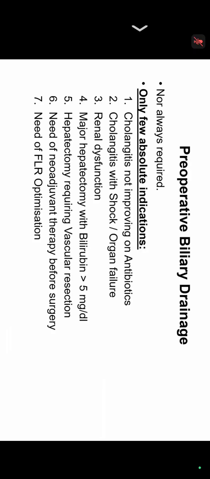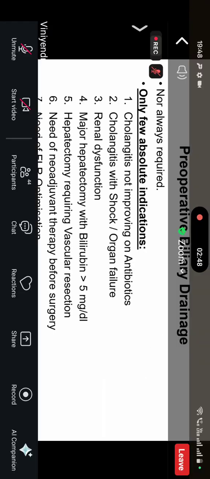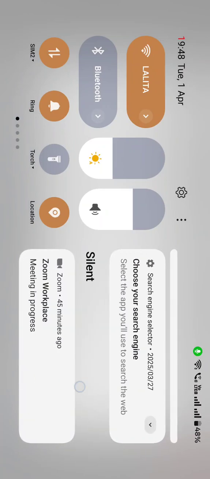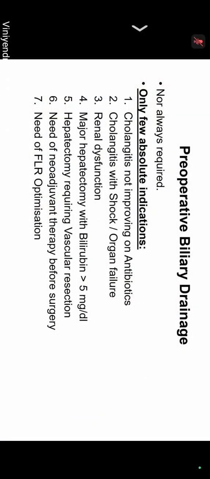Then if cholangitis is not improving with antibiotics, the patient has cholangitis with organ failure, then obviously you need to drain. Renal dysfunction, need to drain. In major hepatectomy with a bilirubin of more than 5, you have to drain. If you're planning to do vascular resection, again you need to drain. If obviously the patient had neoadjuvant therapy and other parenchymal abnormalities, it's better to drain.